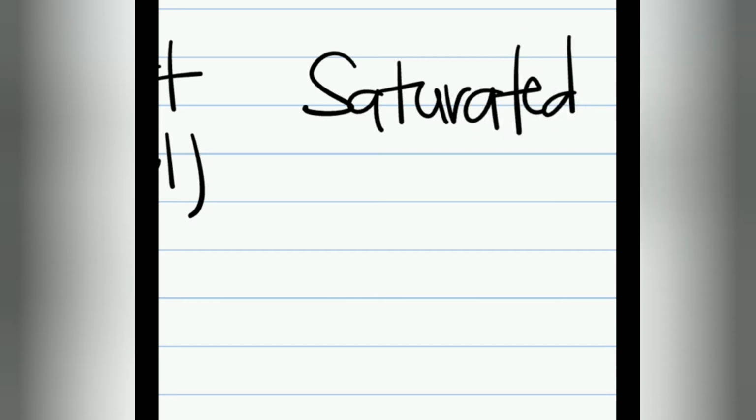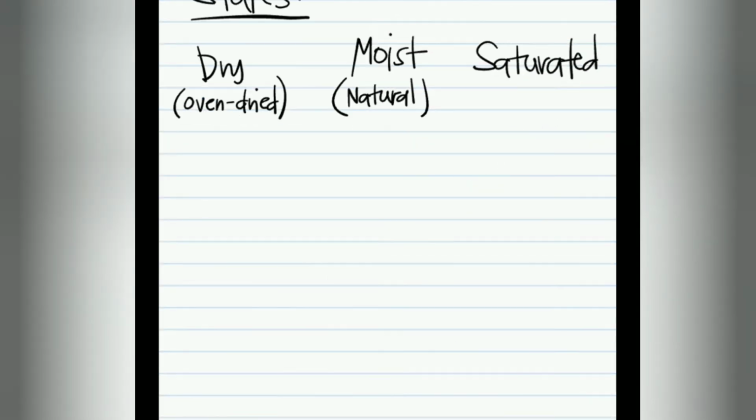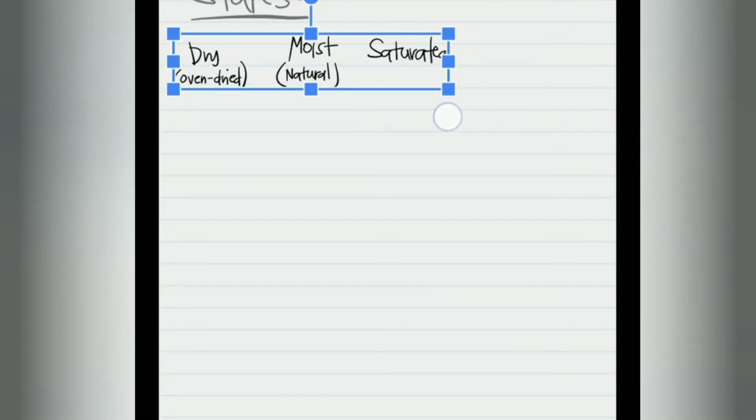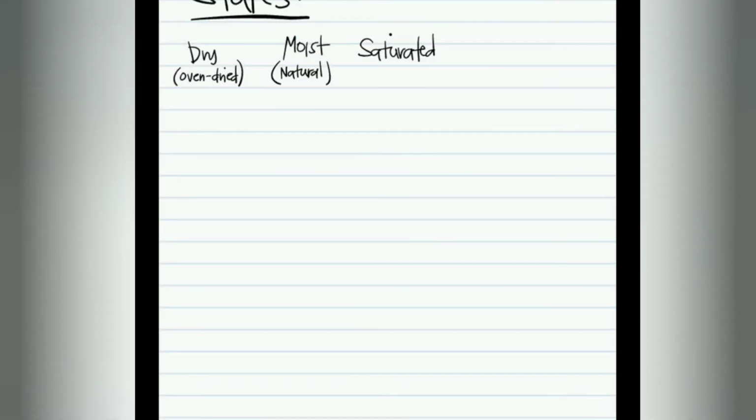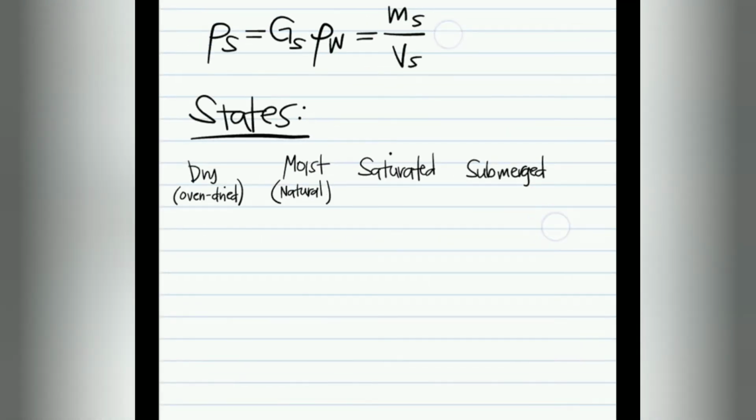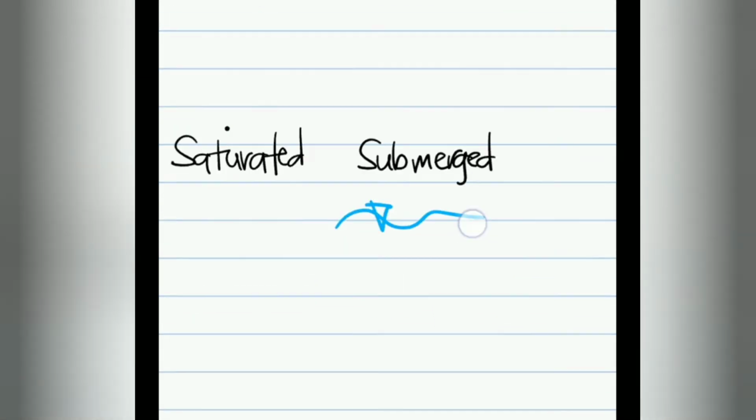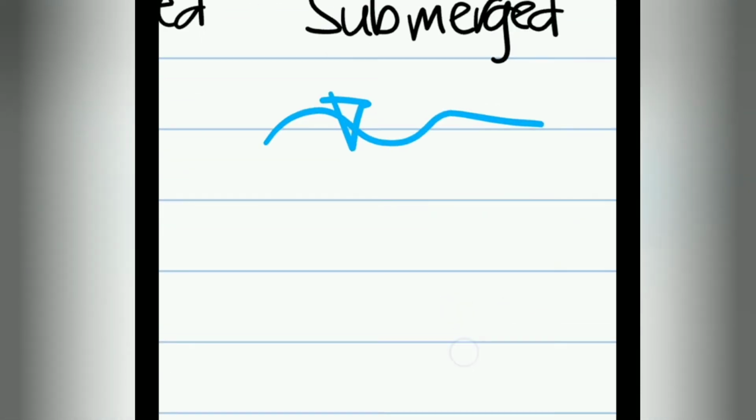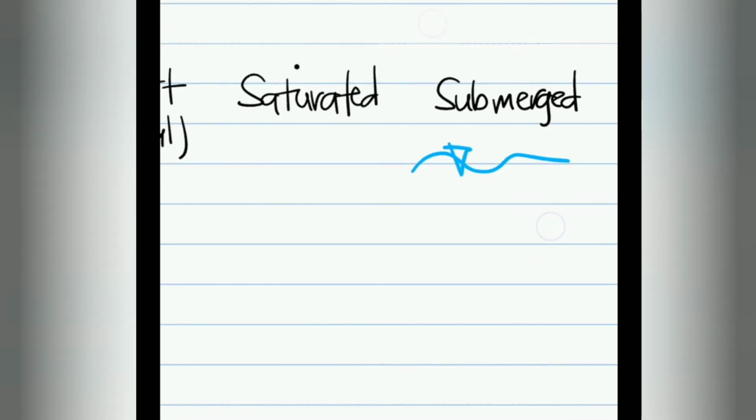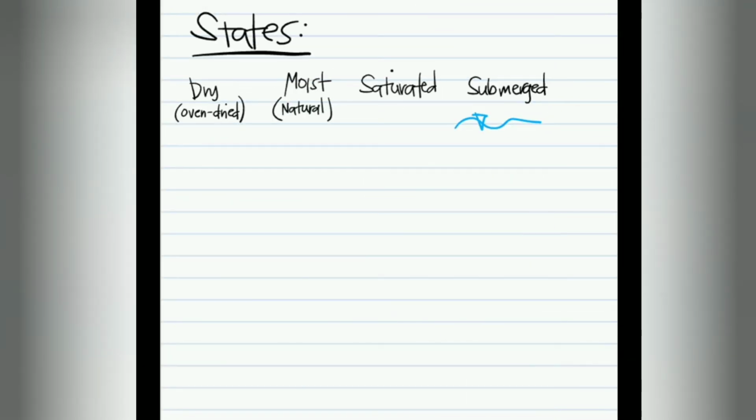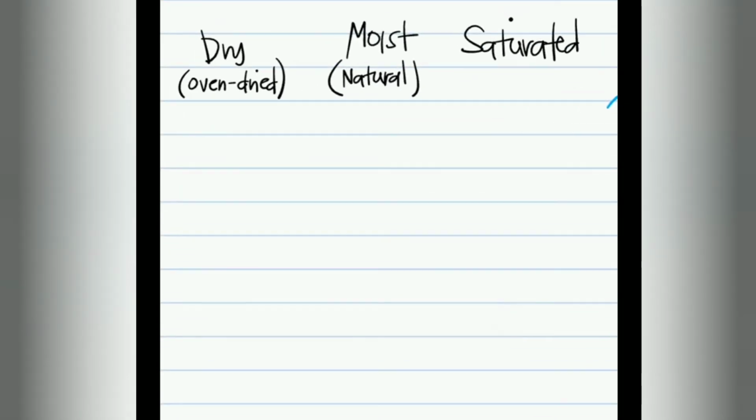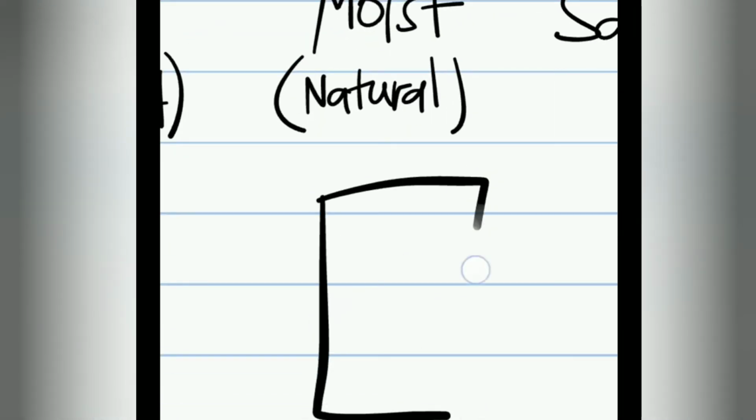Oven dried state, moist, and then the opposite of dry is going to be saturated. Saturated state. Alright? And then the fourth category is submerged. It is still under saturated, but the only difference is your soil sample is being submerged. So of course, if that soil sample is submerged, it will clearly be in saturated condition.